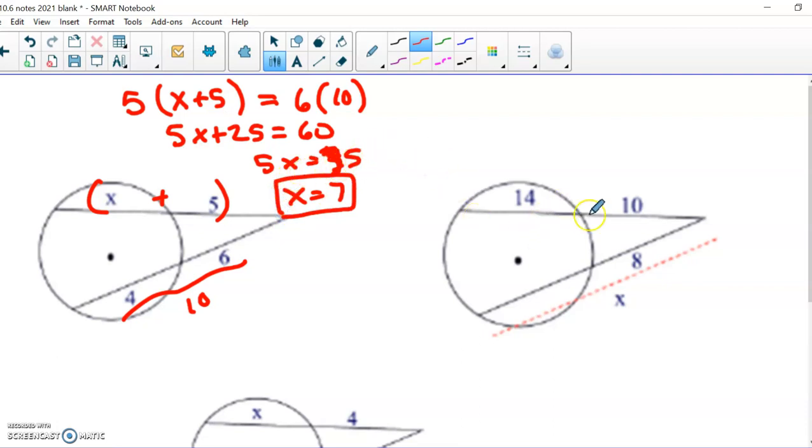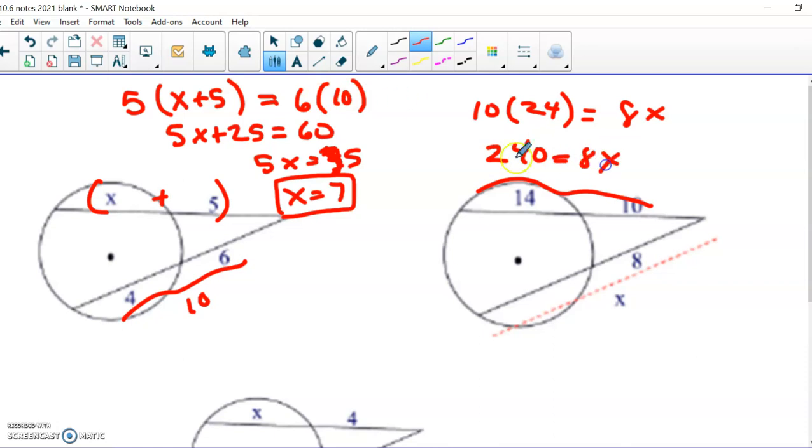All right. Okay, outside piece, which is 10, times the whole thing, which is 24, equals the outside piece, which is 8, times the whole thing. This time they're telling us the whole thing is x, and that's perfectly fine. Let's multiply that. We get 240 equals 8x. Divide each side by 8. It looks like x is going to be 30.